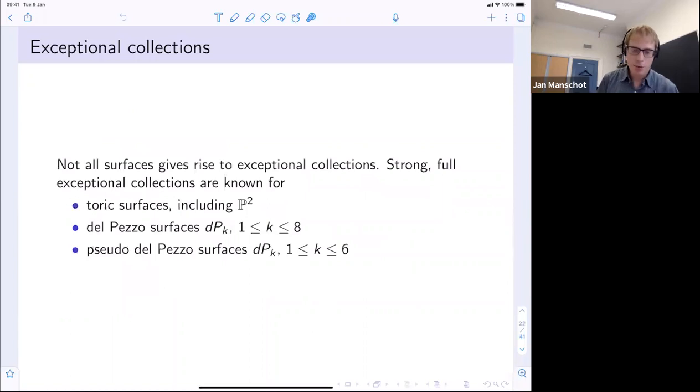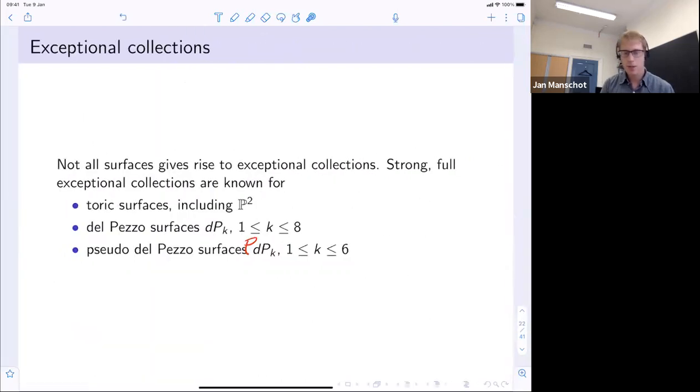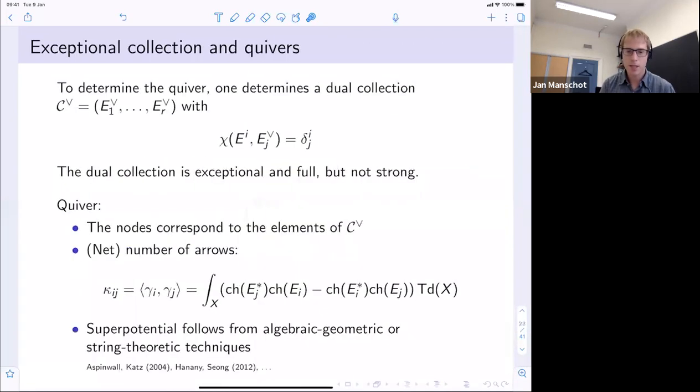So, as I said before, not all surfaces give rise to exceptional collections. The strong full exceptional collections are known for toric surfaces, including P2, for Del Pezzo surfaces with k running between 1 and 8, and also for pseudo Del Pezzo surfaces, for k between 1 and 6. So for these surfaces we can use this technique.